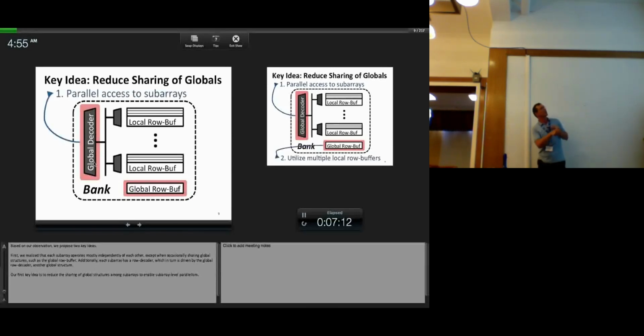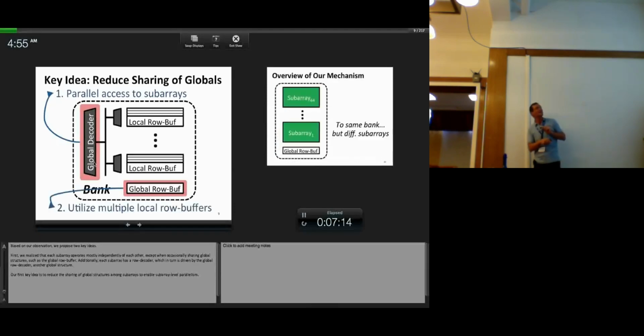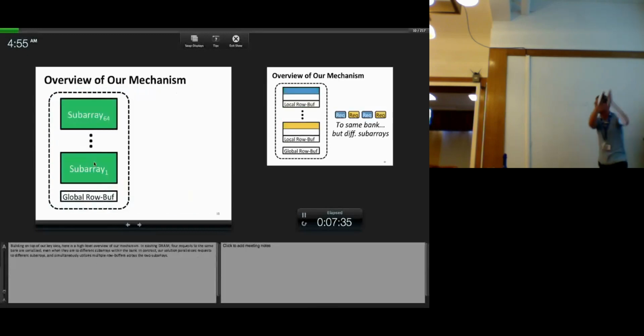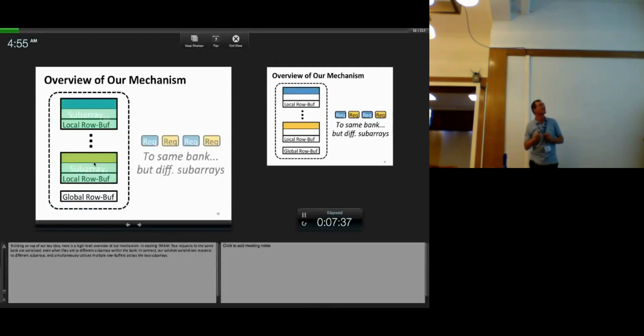We'll basically reduce the sharing of this global decoder to have parallel access to subarrays. And we're going to reduce the sharing of this global row buffer such that we can utilize these multiple local row buffers. In today's DRAM, you cannot keep multiple local row buffers open. First of all, the memory controller is not aware of the subarrays. Second, if you keep them open, you get a collision because they share the global bit lines. So we're going to reduce that sharing. And that's the idea. So what's the mechanism?